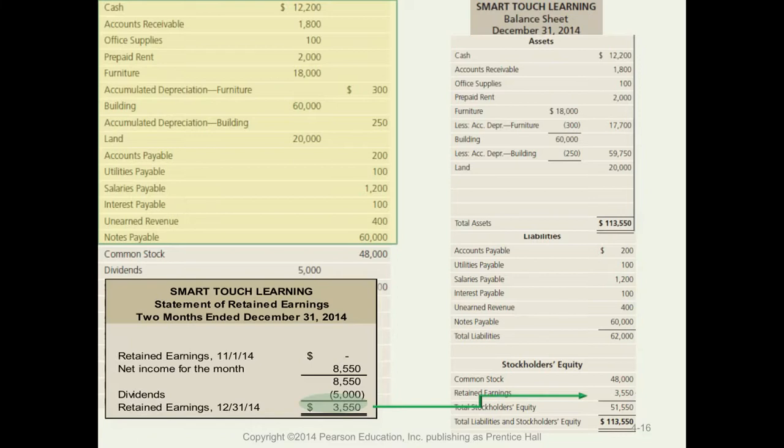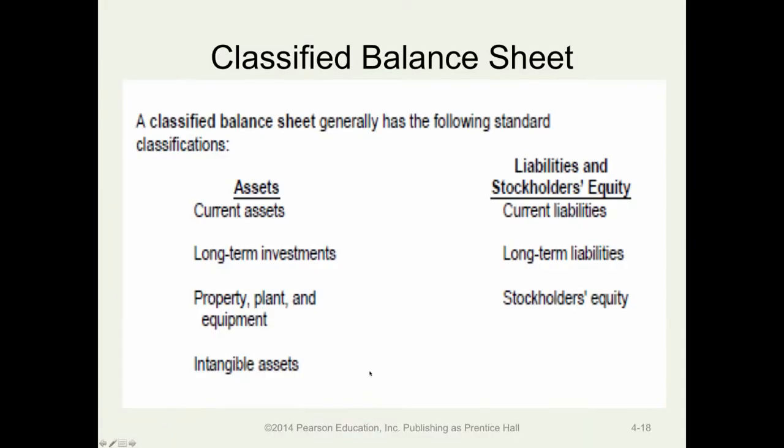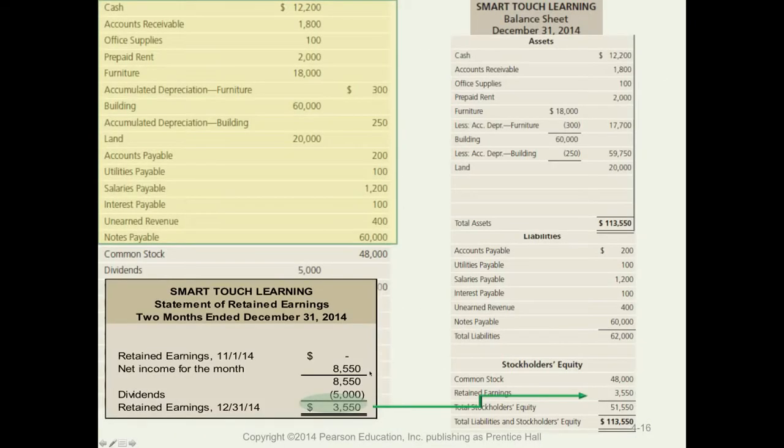Again, just to emphasize, if we take a look at the green arrow, it is going to be moving the ending retained earnings. Sorry about that. We're going to be moving the ending retained earnings to the stockholders' equity section of the balance sheet. Now, as we said, this is an unclassified balance sheet in report form. So it's unclassified and it's report form.